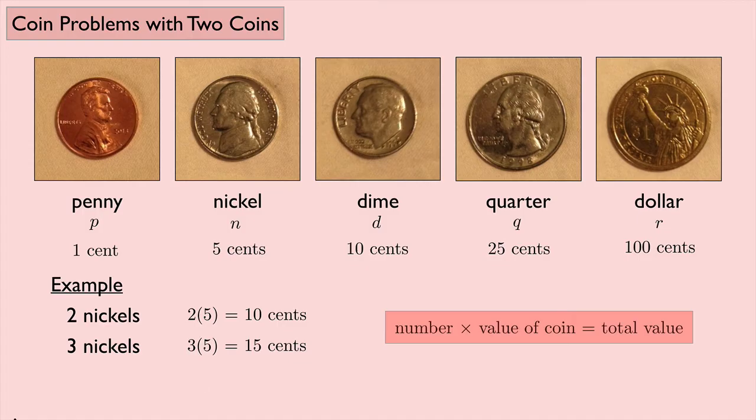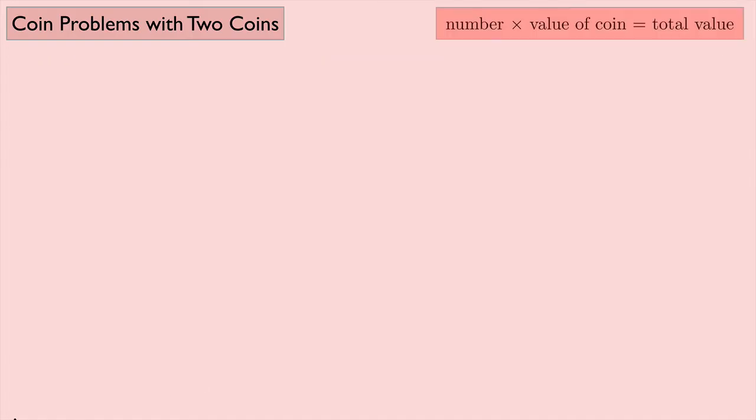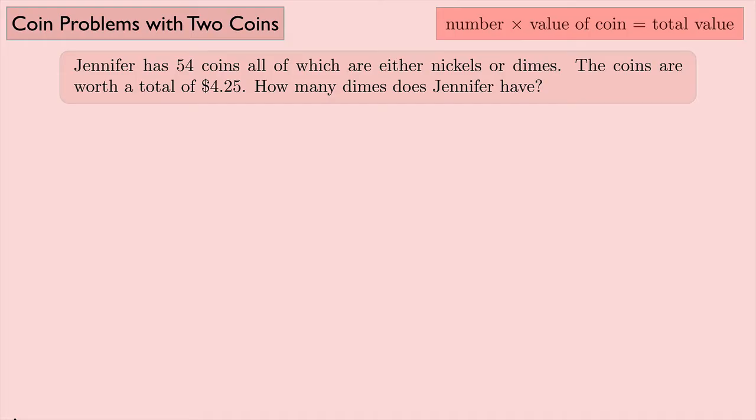Okay, let's look at a problem. So here is what we saw before, number times value of coin equals total value. And here is the problem. Jennifer has 54 coins, all of which are either nickels or dimes. The coins are worth a total of $4.25. How many dimes does Jennifer have?